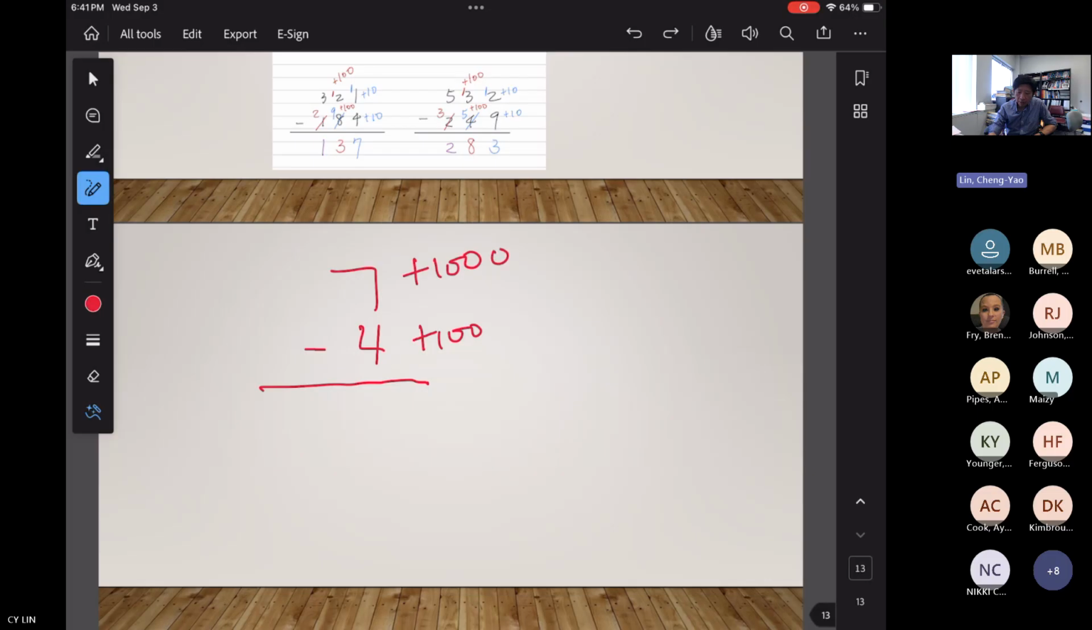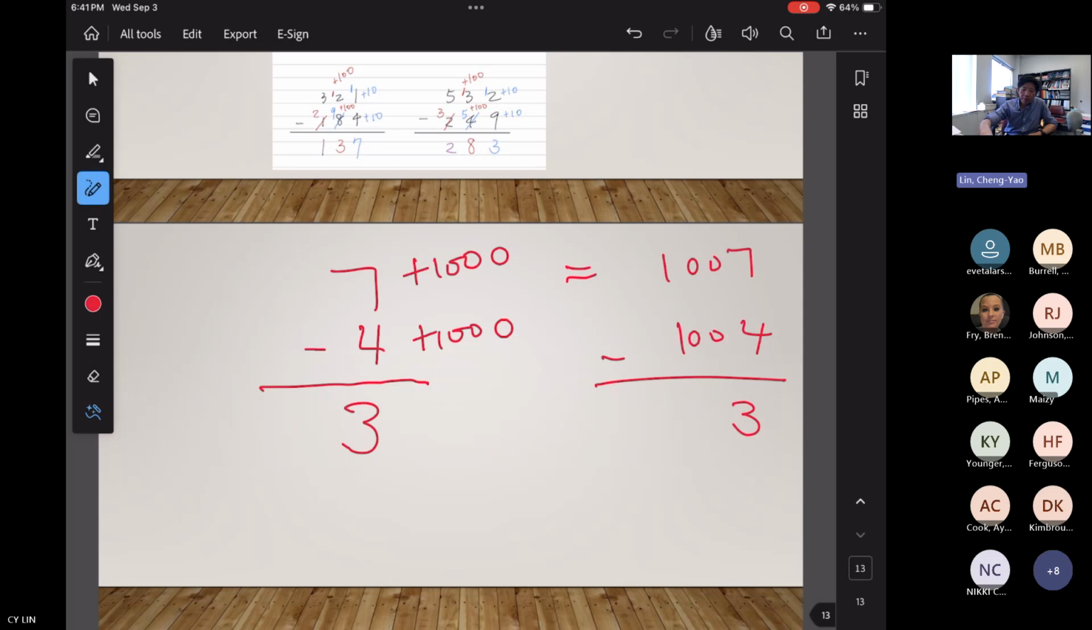Now, if I add 1,000 on the top and 1,000 on the bottom, I make it 1,007 and 1,004. And this answer is 3. So therefore, this answer still is 3. Is that right? Yes.